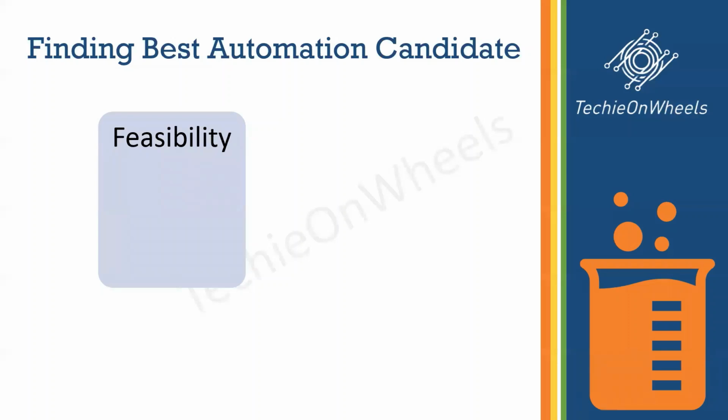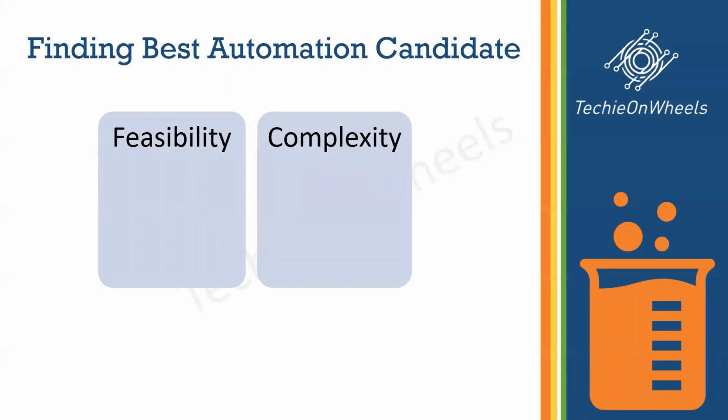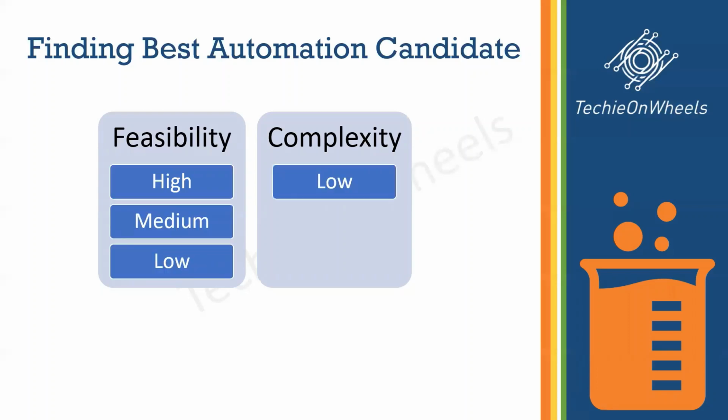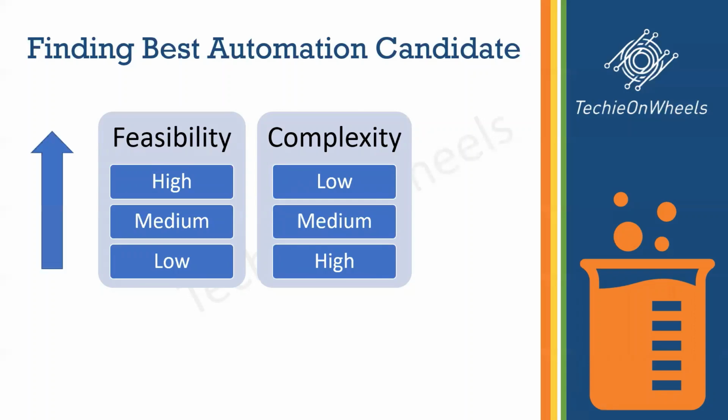Now let's talk about finding the best automation candidate. Like I told earlier, there are two factors involved in finding out whether the process is a good fit for automation: feasibility and complexity. Each is divided into high, medium, and low. Like I told earlier, the higher the feasibility and the lower the complexity, the better the fit for automation.